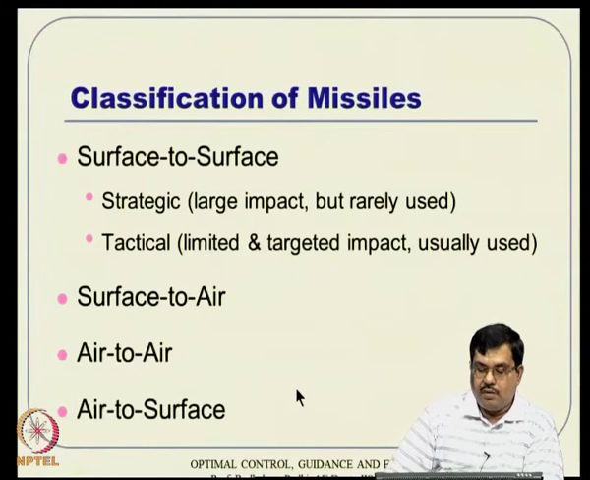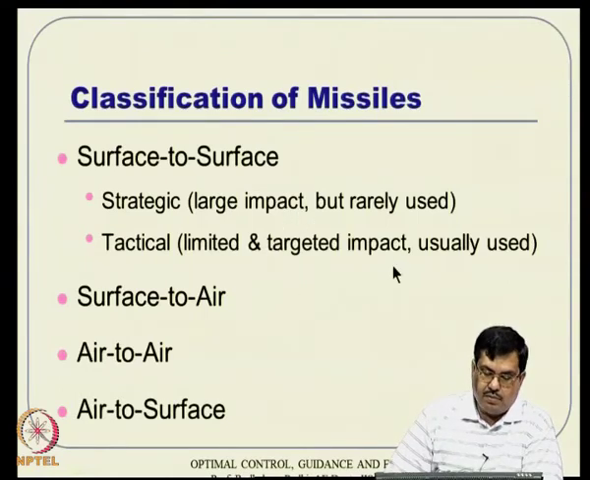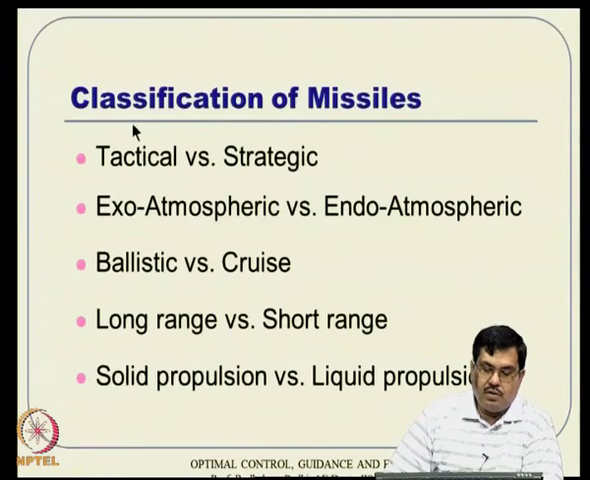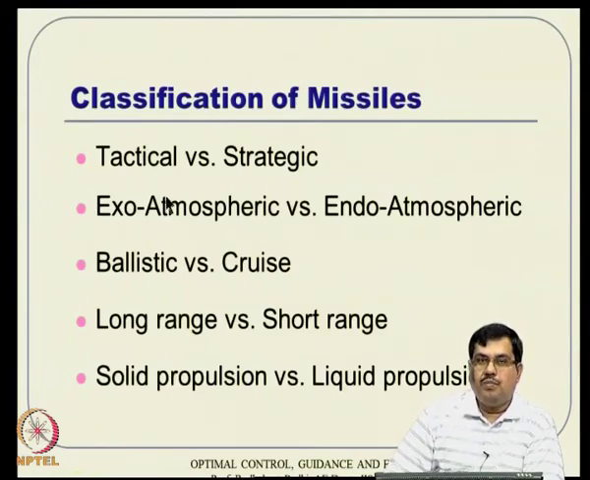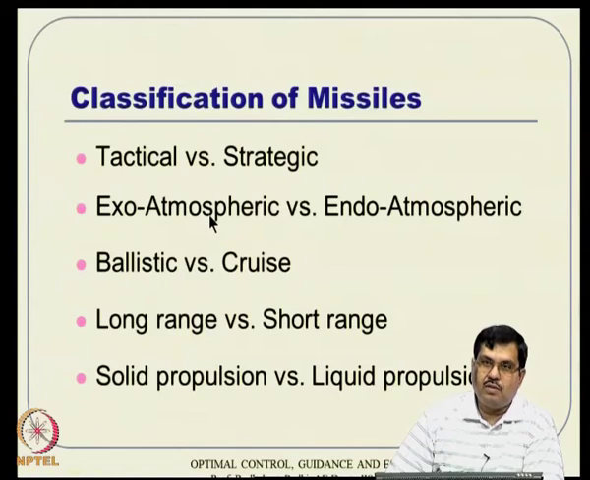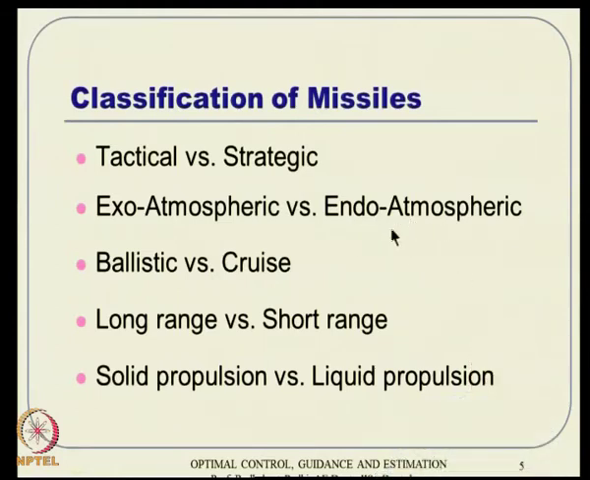So, somebody can do different classifications in various ways. Somebody can talk about tactical versus strategic, which I already talked a little bit about. And then somebody can also talk about exo-atmospheric versus endo-atmospheric. Exo-atmospheric means the interception finally happens beyond the atmosphere, so aerodynamic forces and moments are not valid there. Or it can have endo-atmospheric engagement, where we are still talking about engagement within the atmosphere. Obviously aerodynamic force and moment play a large role there.